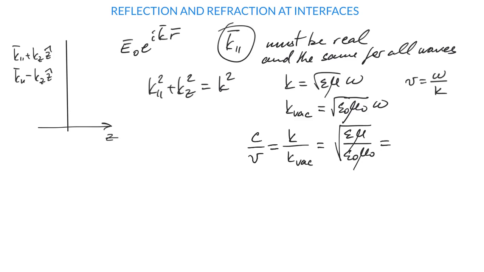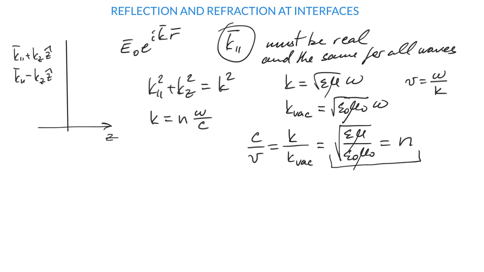This is defined as the index of refraction, and it gives us the relation between this index and the dielectric and magnetic permittivity and permeability of the medium. We can also write this relation as k, the wave number, equals n omega over c.